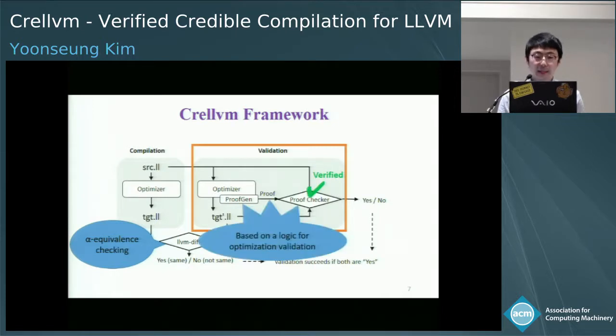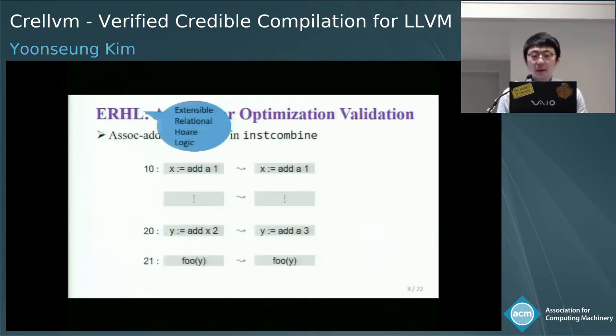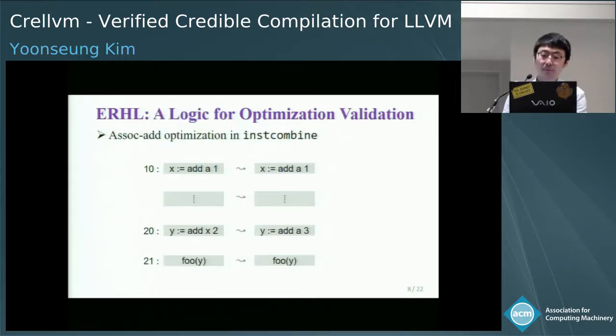Now, let's see with an example how proof generation and proof checking work, based on a new logic we designed for validating optimizations in LLVM. The logic we designed is called ERHL, which stands for Extensible Relational Whole Logic. We will see what extensible means in the next slide.